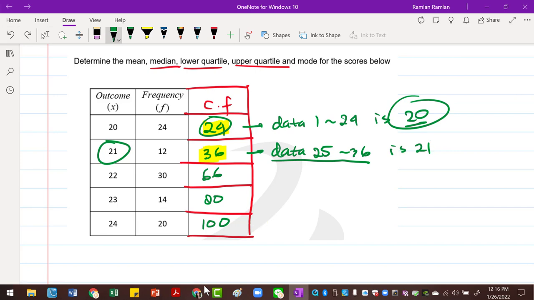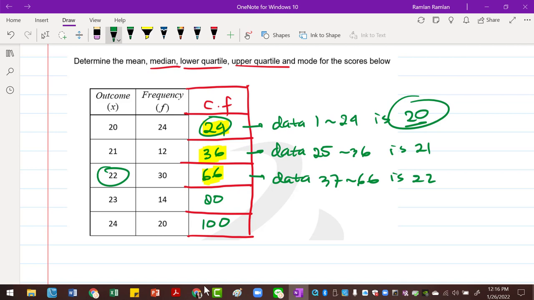Okay, I'm going to erase that a little bit. So this one will be data number 37. Again, 37 comes from after 36. And then 37 until 66, this one is 66, right? The value is 22.